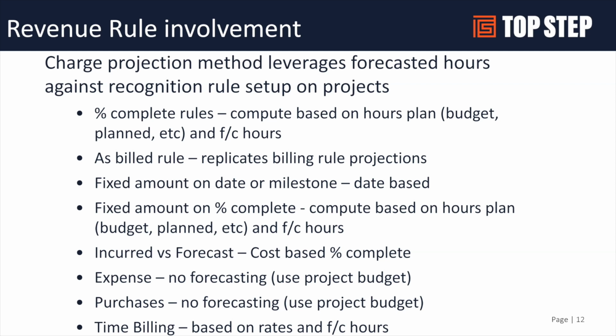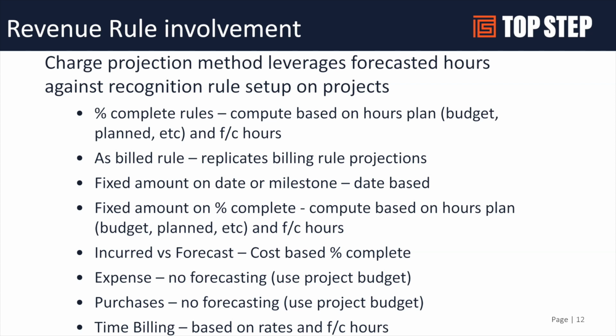Your as-billed rule is basically going to replicate what the billing rules are. So if you're doing time billing, then your revenue rules will just mimic your time billing transaction projections. Fixed amount of milestones is pretty straightforward. It's going to generate a fixed fee amount based on either the date on the billing rule or the date on the milestone.